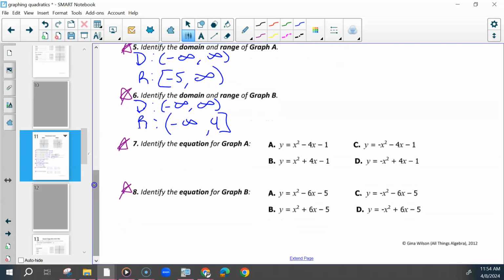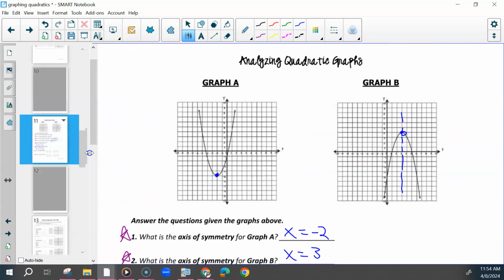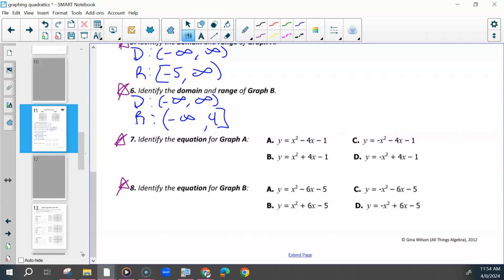For 7 and 8, we're going to just identify which equation would be the right one by graphing it. But we can eliminate 2 of them. I know that graph A faces up, so I can eliminate which 2? C and D. And then which one do we think this might be? A or B? B.